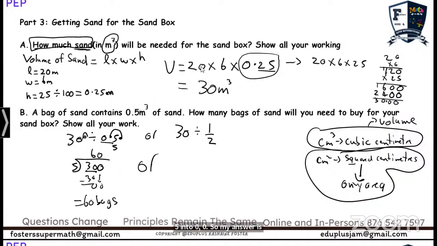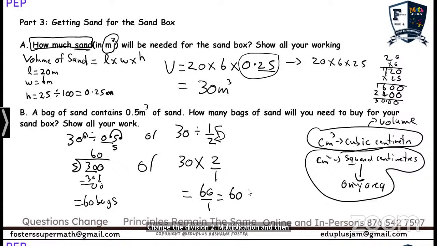Or we can use fractions. How do you divide by a fraction? Change the division to multiplication and then reciprocate. So see it there now, 30 times 2 is 60 over 1, 60 over 1 is 60. So the answer is 60 bags. 60 bags, my people.